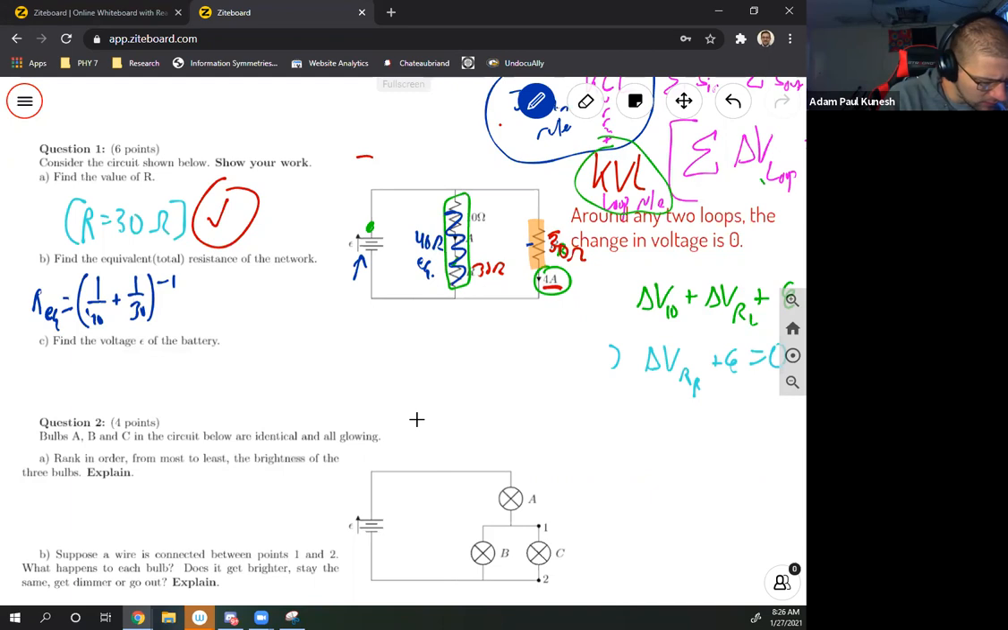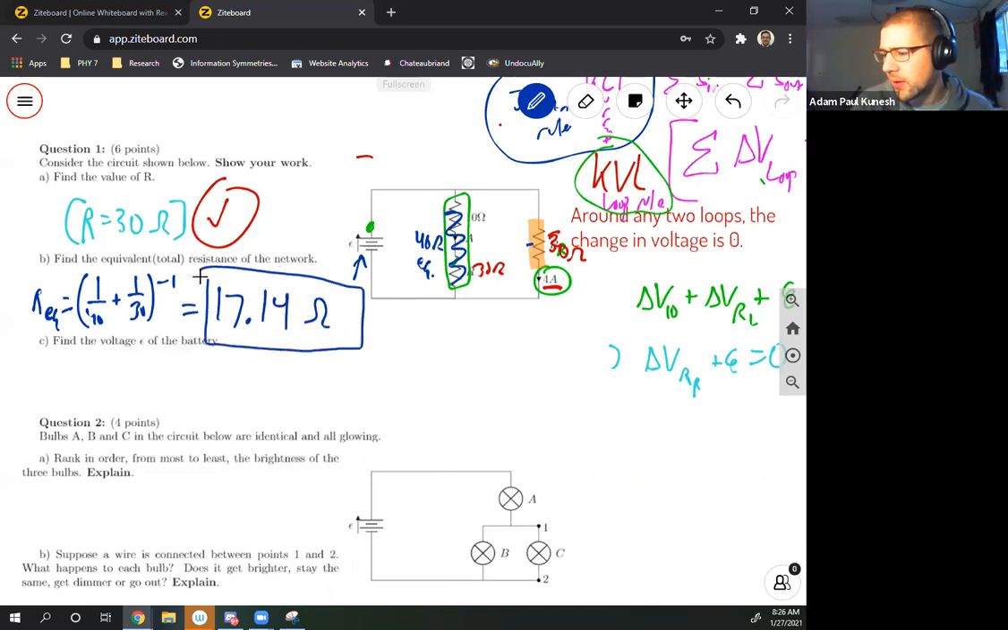So let's do that. 1 over 30 plus 1 over 40 to the negative 1 is 17.14. Not a very pretty number, but we'll take it. Okay, my intuition check. Make sure I've done my math correctly here. Anytime I've got a circuit in parallel, I expect to see a total resistance that is less than the resistance of each individual branch. So 17.14 is less than 40, 17.14 is less than 30. So I feel okay about this. It's definitely on the right side of the numbers it could possibly be. It's less than 30.